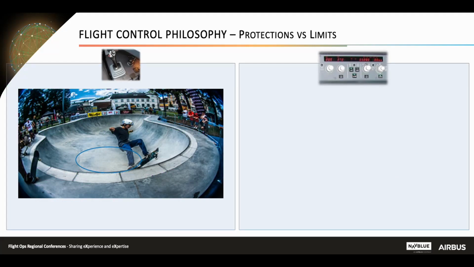To illustrate the previous definitions, on the left side, we can symbolize flying manually through the fly-by-wire system with a side stick by this man skating in a ball. The ball could represent the flight envelope. The skater is in a skate park with high enough sides to prevent him from leaving the safe area, symbolized by the red circle. In normal operation, this skater will always come back to the bottom of the ball, represented by the blue circle.